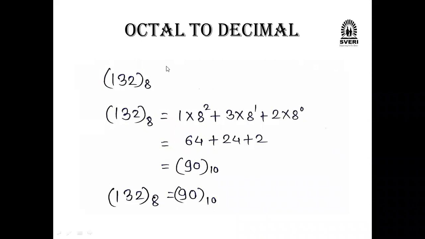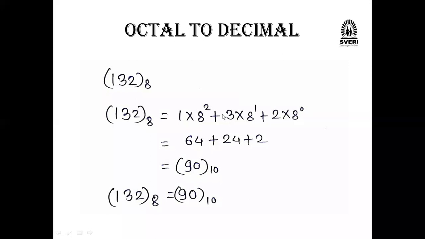For octal to decimal, hexadecimal to decimal, and binary to decimal, when converting a number from another base to decimal, we have to use the number, in whichever form it is, to the power of the number of bits. Is it clear? Yes, sir. 132 is an octal number, and we want to convert it to decimal. How many digits are there? 0 1 2, 3 digits. So 1 into 8 to the power of 2 plus 3 into 8 to the power of 1 plus 2 into 8 to the power of 0.